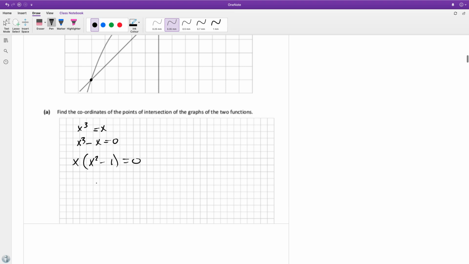How are we going to finish it off from here? x is equal to 0, exactly. What's this a difference of? That's x minus 1 by x plus 1 is equal to 0. x is equal to 1, x is equal to minus 1. There are your three answers for x. How am I going to get my y's?